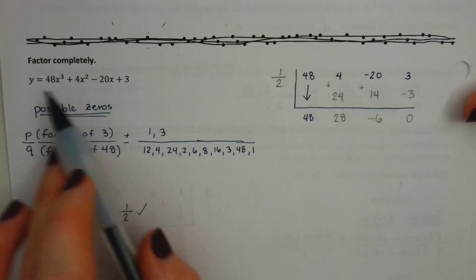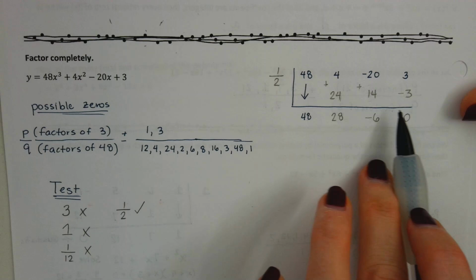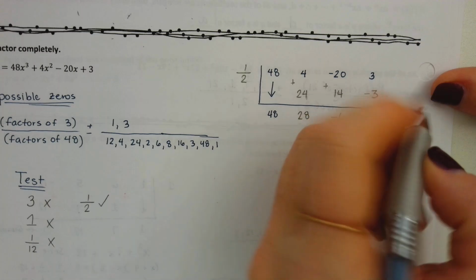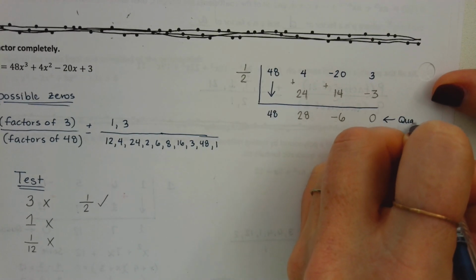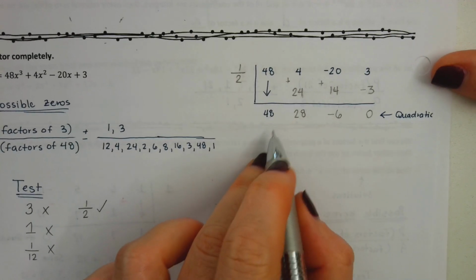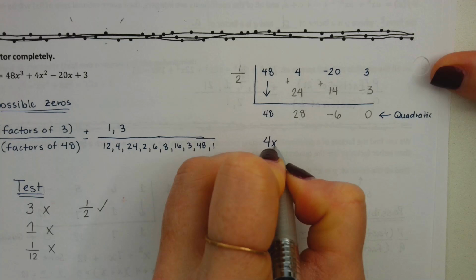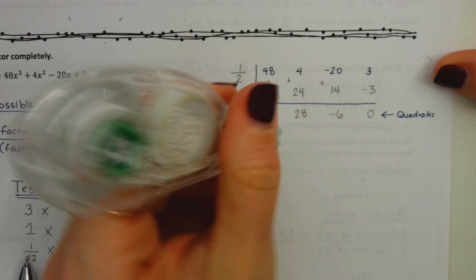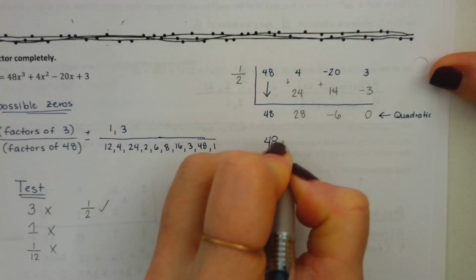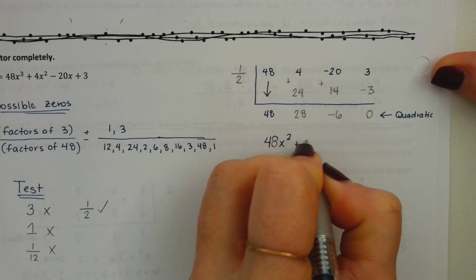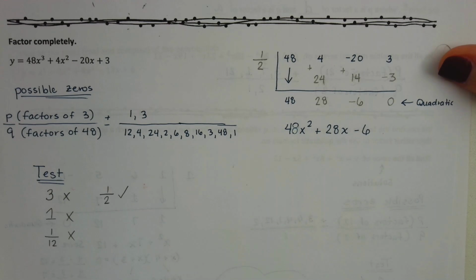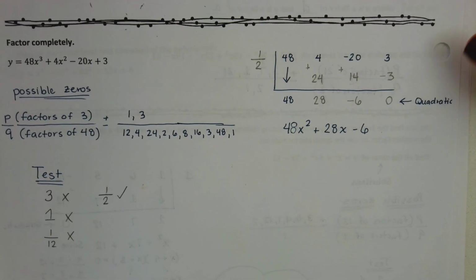So if we started with a cubic function and we took out one linear factor, what do we have now? What is this now? Now that's quadratic. Okay, so this 48 would represent the squared term of the quadratic, 48x squared. Plus 28x minus 6. Now, are we asked to factor this or are we asked to solve it? We're just asked to factor it, right?